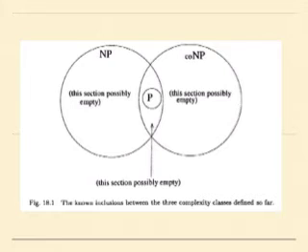Proposition 18.12. We have P is a subset of or equal to NP intersect coNP. Proof. On the one hand, Proposition 18.8 shows that P is a subset of or equal to NP. On the other hand, by the same argument, coP is a subset of or equal to coNP. As coP is equal to P, our claim is proved.